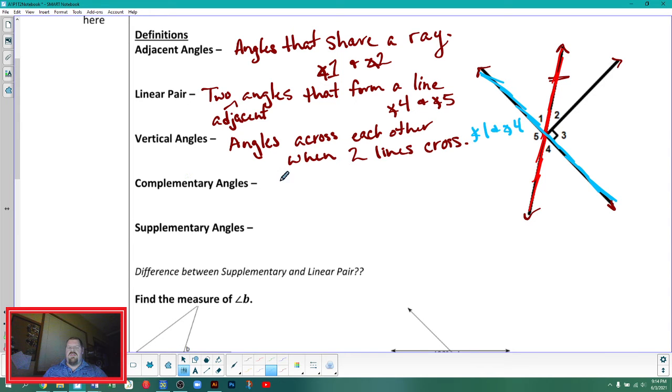Complementary angles. The verdict's kind of out on this, but I would say that it's 2, and specifically 2.